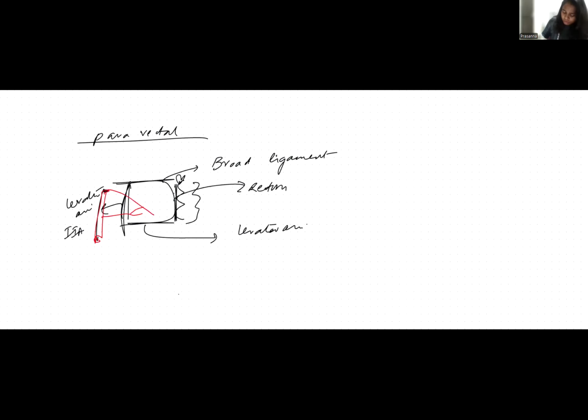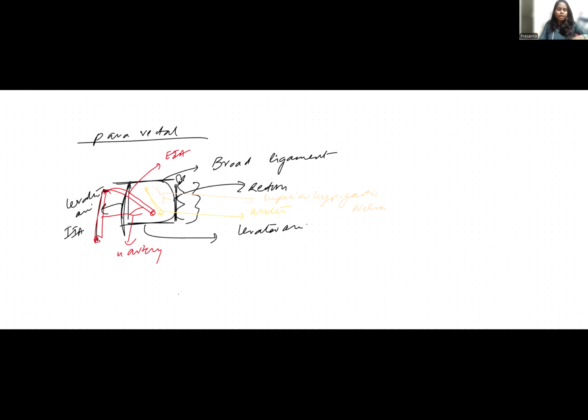So the contents of the pararectal space are the external iliac artery, uterine artery, ureter, and superior hypogastric nerve. These are the different contents of the pararectal space.